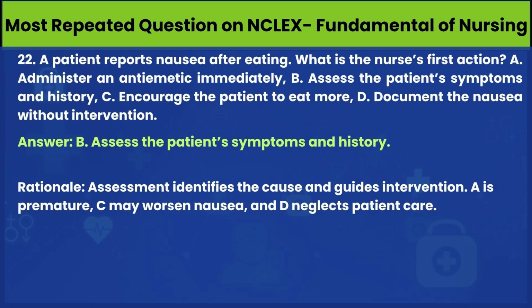Answer: B. Assess the patient's symptoms and history. Rationale: assessment identifies the cause and guides intervention. A is premature. C may worsen nausea. And D neglects patient care.